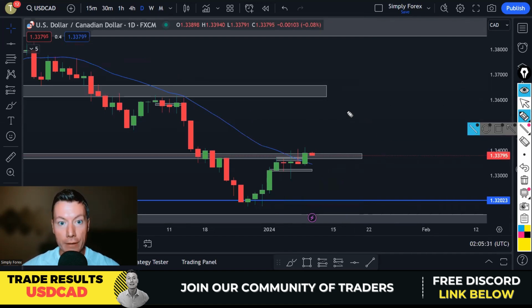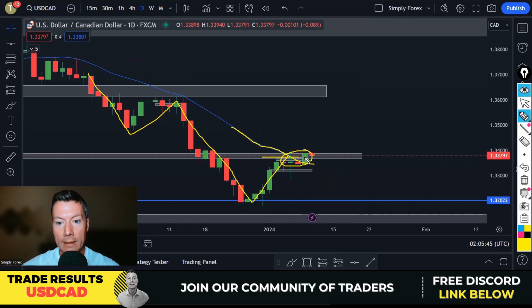So the first trade idea from yesterday was US dollar, Canadian dollar. We were looking to sell it. Okay. So why were we looking to sell it? Well, we were in a downtrend, and then we found ourselves at a nice area of resistance. We had the moving average 20, and we had some horizontal resistance as well. Double whammy resistance. We also saw a bearish candle. Okay, so we like this combination.